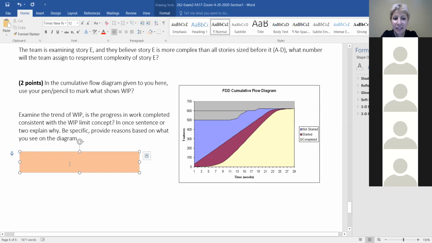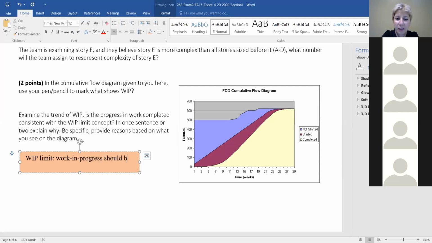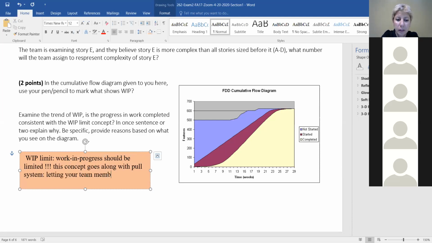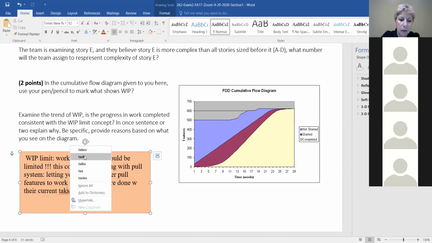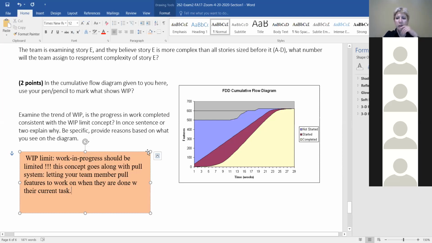So is this talking about how essentially as we start and complete more work, the more work that we have in progress and completed, the less we have in the not started? I guess I'm not really sure about this concept. I'm writing something. So the work in progress should be limited. This concept goes along with pull system, letting your team members pull features to work on when they are done with their current task. So does that just basically mean as people are working and finishing tasks, to keep pulling more in to keep their in progress work equivalent throughout the entire project? Limited, yeah. Under control. So would you consider this project to be following that concept, the work in progress limit?